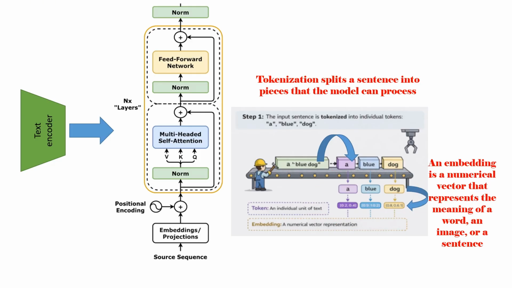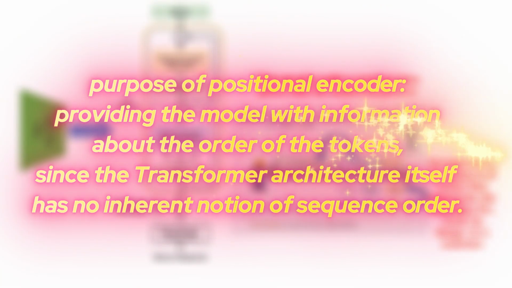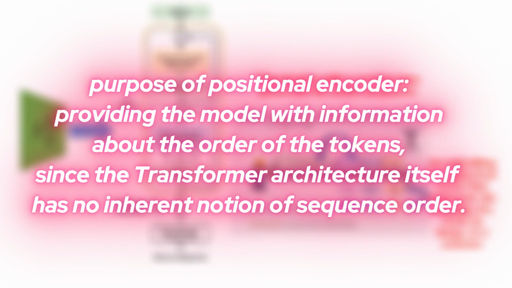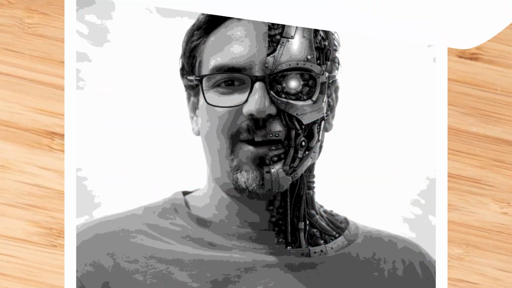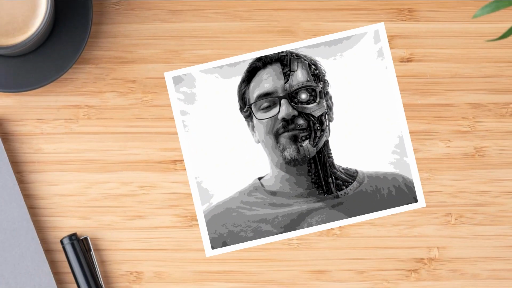In addition, positional encoding is added to these embeddings in order to provide the model with information about the order of the tokens, since the transformer architecture itself has no inherent notion of sequence order. After this step, each token, "a," "blue," and "dog," is represented as a vector in a continuous embedding space, as illustrated in the figure. At this point, the words in the input sentence have been converted into tokens, and each token, after being combined with positional encoding, is represented as a vector.